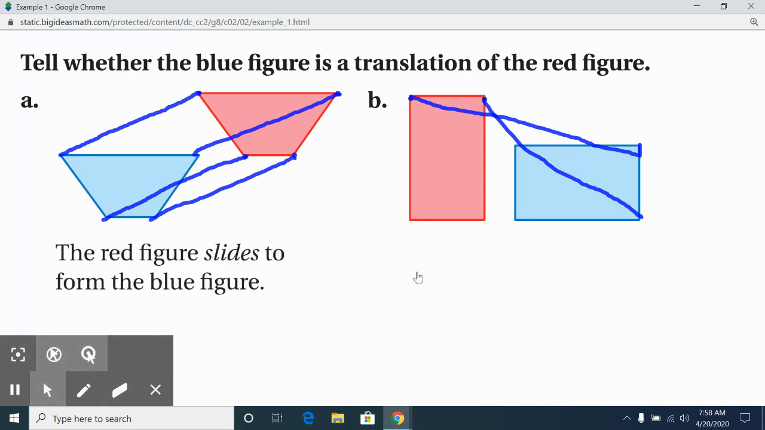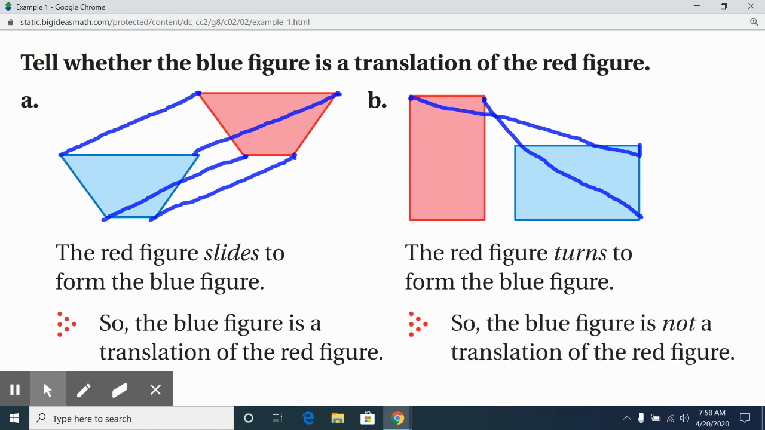All right, but let's read this real quick. So in A, the red figure slides to form the blue figure. So yes, it was a translation. In B, the red figure turns to form the blue figure. So that is not a translation. It's actually called a rotation, which we'll talk about in another lesson. All right. So hopefully that makes sense.